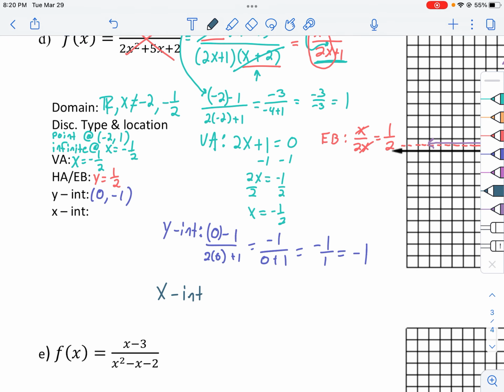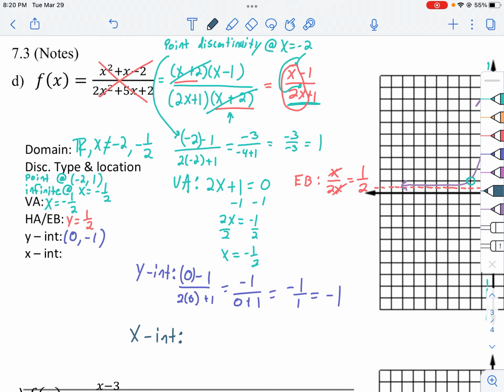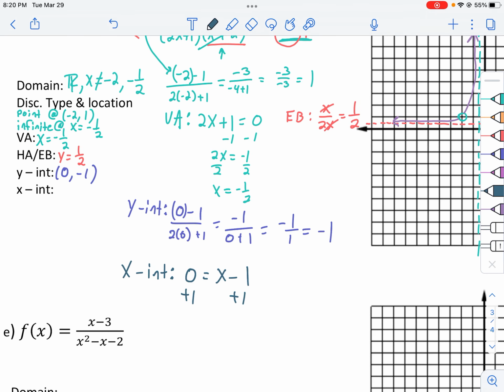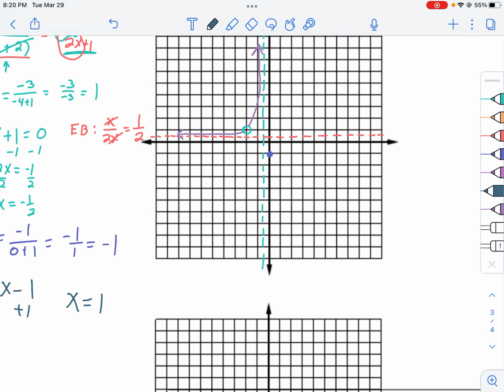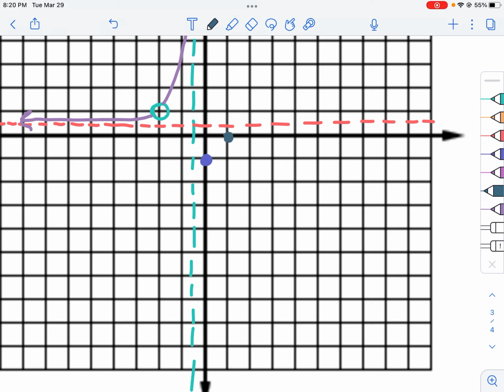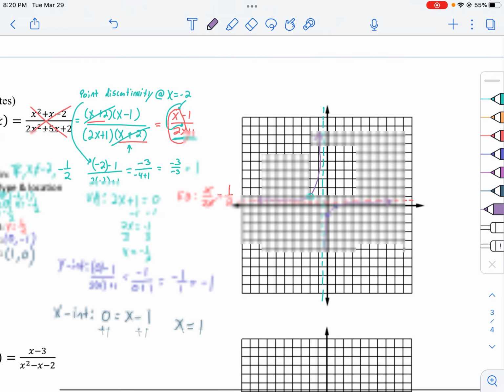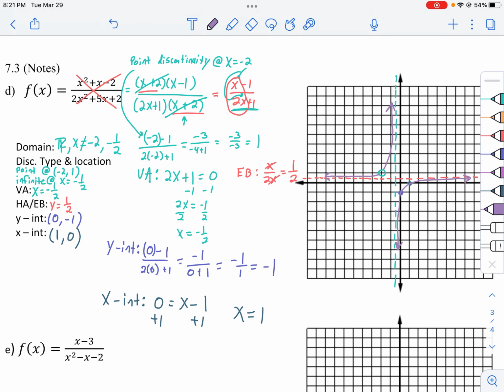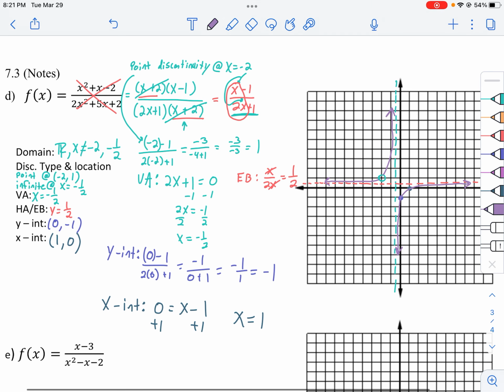And then for our x-intercept, we're going to set the top equal to 0. So 0 equals the top, x minus 1. And then we're just going to add that 1 to both sides to get x equals 1 for the x-intercept. So that's 1, 0. And the x and y-intercept do show us the other side of this graph, which is great. So we hug the vertical asymptote, go through the points, and we hug the horizontal asymptote.